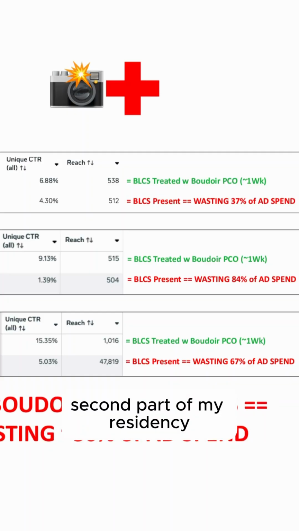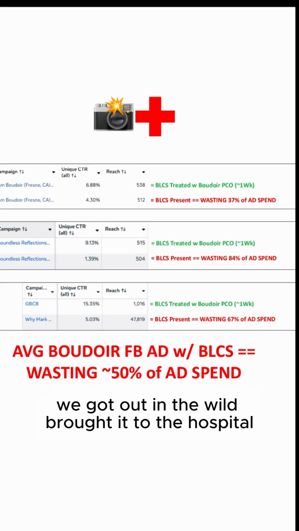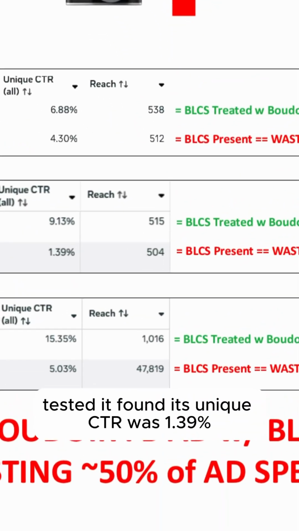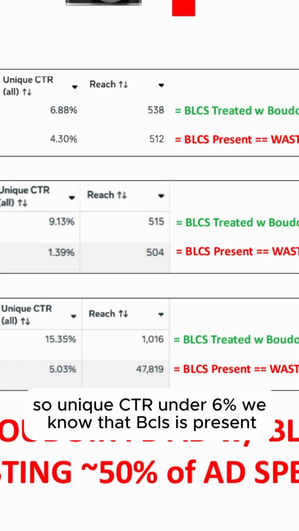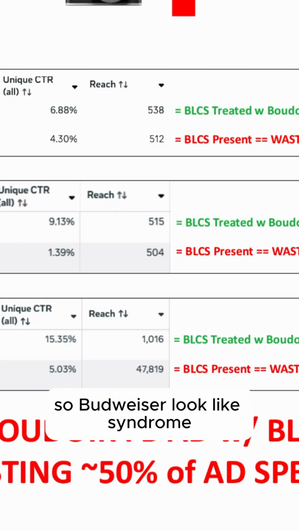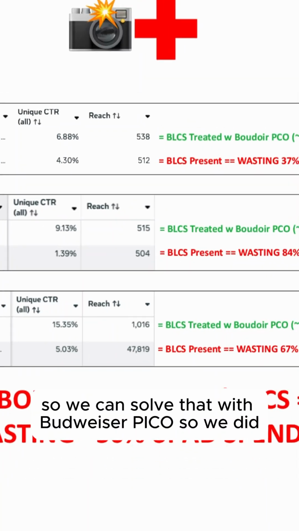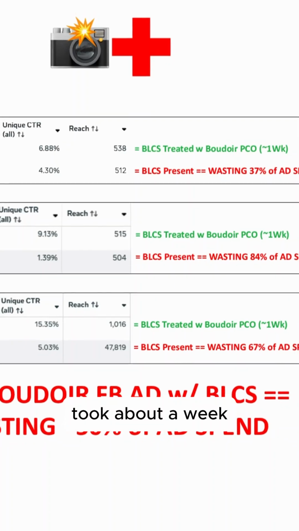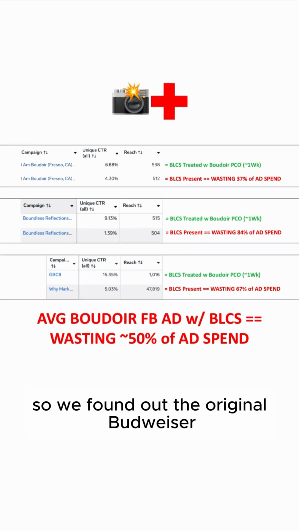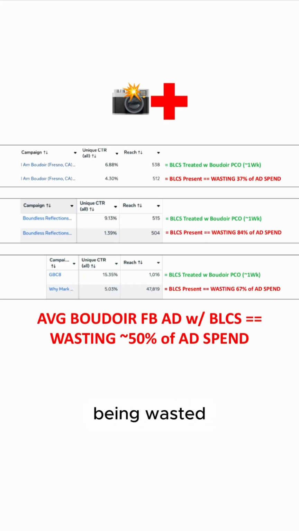Second part of my residency, found a second Boudoir Facebook ad out in the wild, brought it to the hospital, tested it, found its unique CTR was 1.39%. So with unique CTR under 6%, we know that BLCS is present. So Boudoir low click syndrome. We can solve that with Boudoir Pico. So we did. We treated it with Boudoir Pico, took about a week, and we got the unique CTR up to 9.13%. So we found out the original Boudoir Facebook ad was wasting 84% of ad spend, being wasted.